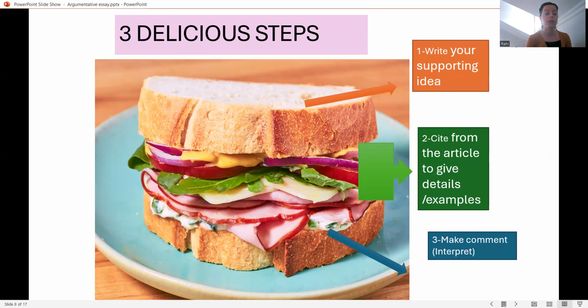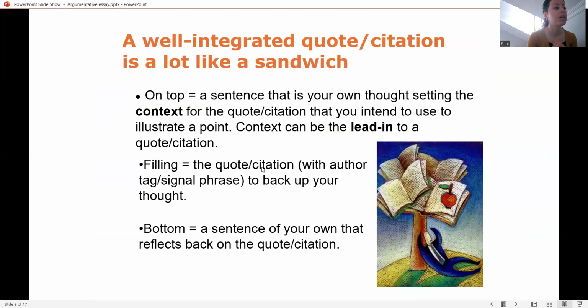In our classes, we talked about the sandwich technique. And we said that if we consider this top piece of bread as your supporting idea, then the ingredients in the middle contain your citation, and then the bottom piece of bread is your interpretation or your understanding of the citation. So follow these steps to get the full mark.